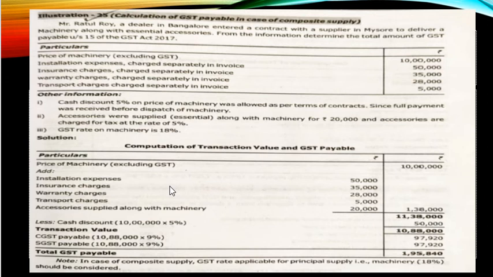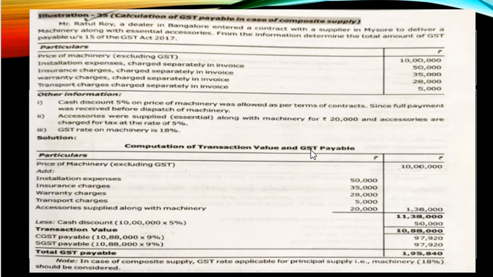As these goods are supplied by the supplier in Bangalore to the, I'm sorry, a dealer in Bangalore entered a contract with the supplier in Mysore. So the dealer is in Bangalore and the supplier is in Mysore. Both the parties are in Karnataka, so it is SGST and CGST. What is the percentage? 18%. So we will divide it into 2, which is 9% given to the state and the remaining 9% given to the central.